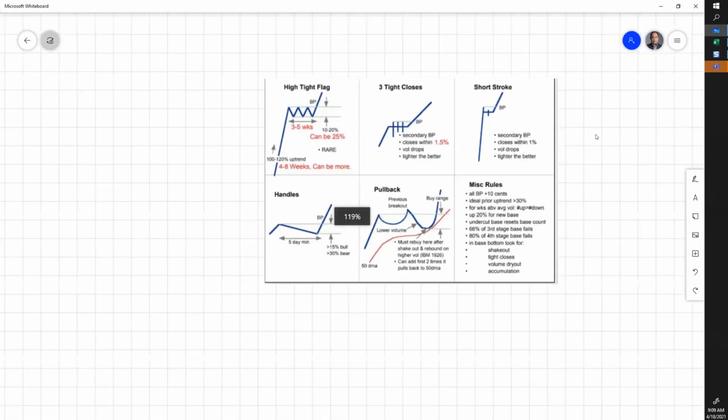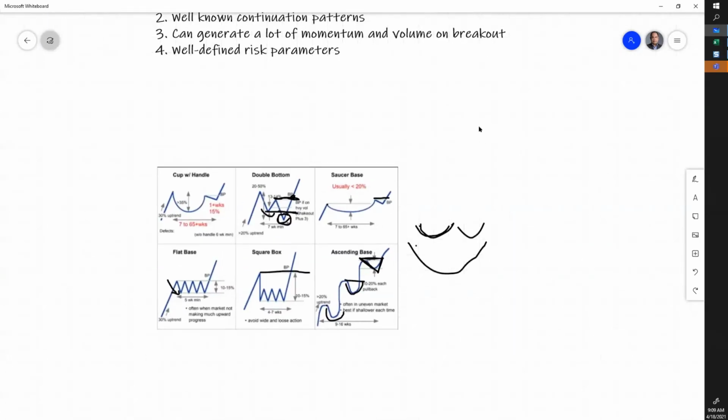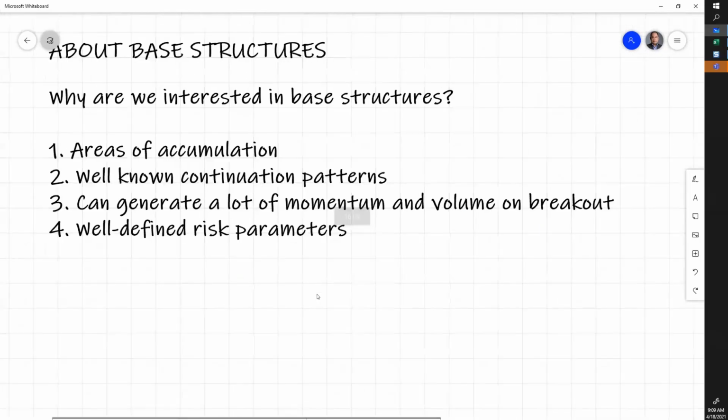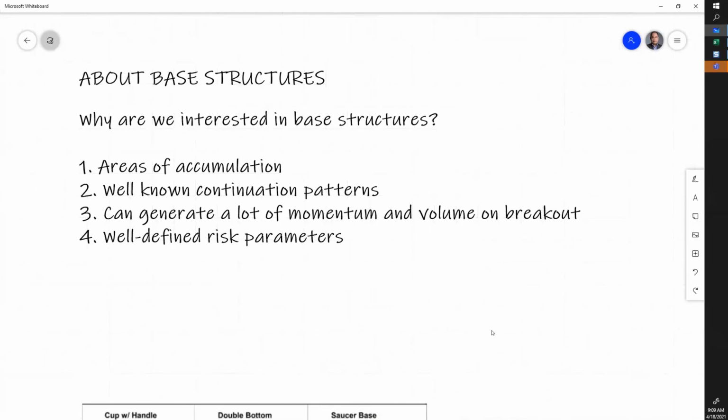And I'm just going to have to go back to why we're doing this. And again, we're doing this because we're interested in areas of accumulation. We want to be able to benefit from yung continuation patterns nito because they can generate a lot of momentum and volume on breakout with well-defined risk parameters. So I hope klaro yung conceptual framework. So let's try to go now through some examples on base structures na ito. And later on, we'll move on to how to scan for them using our models. Yeah, so ganun gawin natin, ha? Let me just change screen.